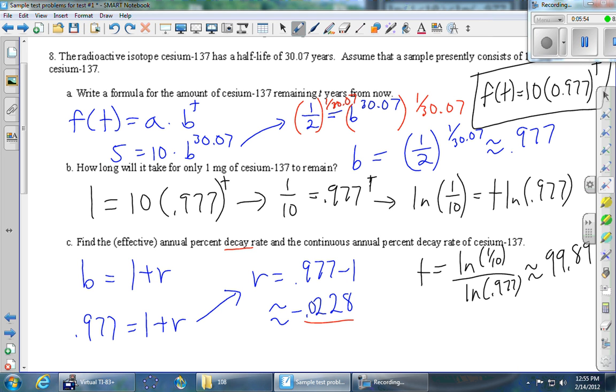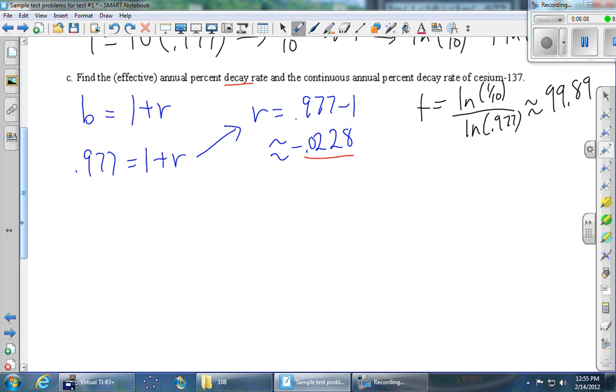Annual percent decay rate in terms of continuous. So if we wanted to do this, then what we're after is the number that goes on top of the e, because we're talking continuous interest here. And so there's this nifty little relationship between the B and the e, and the nifty relationship was this. Whatever the base is, it's equal to e to the k, where k is the continuous decay rate. So we found the B already. It's the same 0.977 we've been talking about, and that's supposed to equal e to the k.